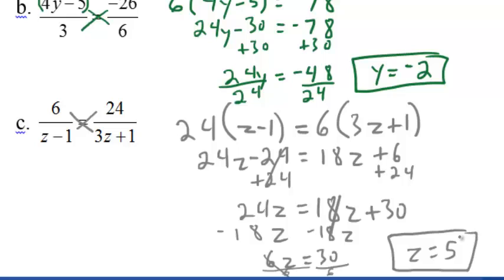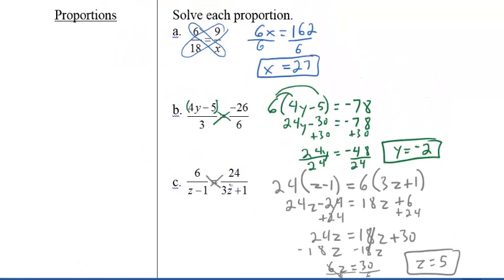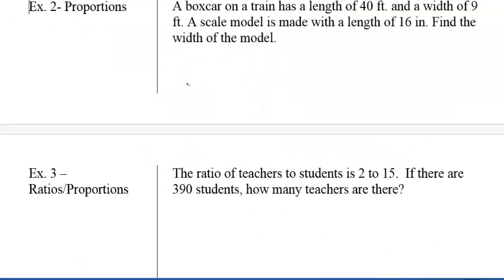Okay, so in those proportions, I've solved for a variable. It means I can plug that number back in, and then these proportions would be true. Both ratios would be equal to each other. All right, so then example 2, using proportions.